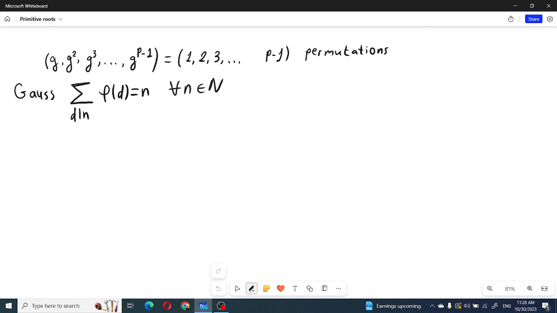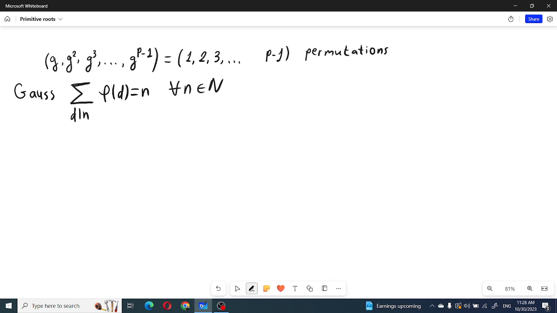To prove this, we need to use Gauss theorem, which I have discussed in the previous lesson. At first, what is a primitive root? We can say that g is a primitive root if g, g squared, g cubed, up to g^(p-1), all of these numbers give us different remainders mod p. So these numbers must be a permutation of 1 up to p minus 1 in some order.